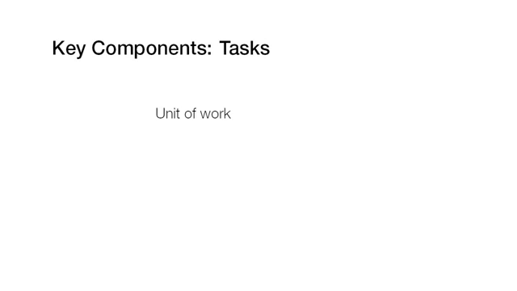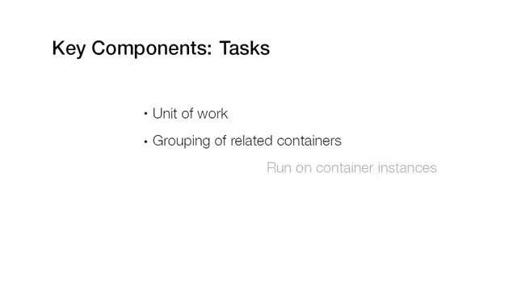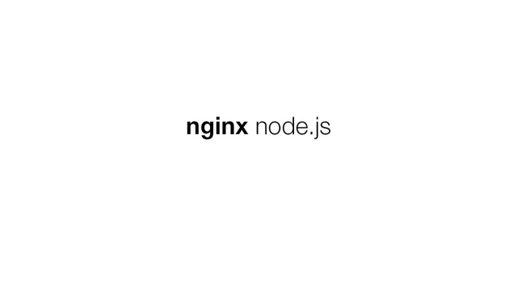A task is an instantiation of a task definition. You can have a task with just one container or up to 10 that work together on a single machine, for instance, Nginx in front of Node.js or Redis behind Rails. You can run as many tasks on a container instance as will fit.